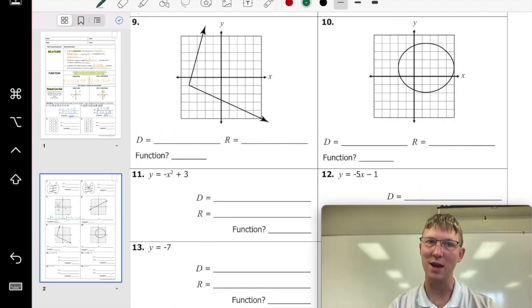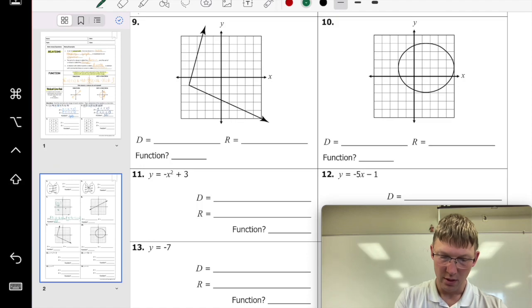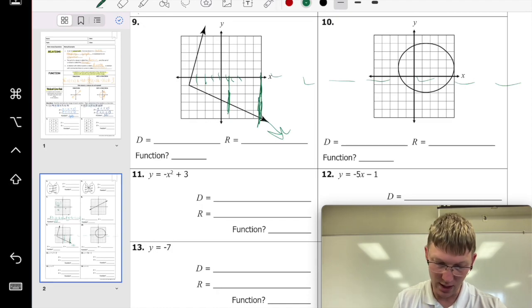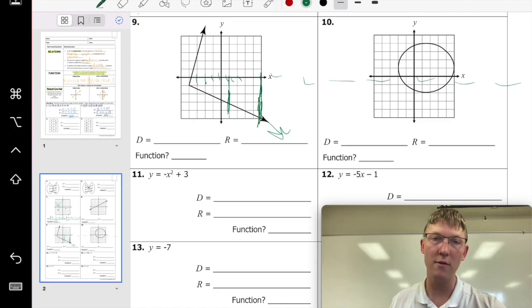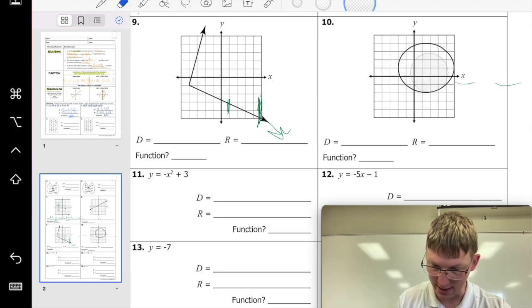Okay, so number 9, now we're getting fun, right? So we don't have just single points, we have two lines we have to deal with. So again, our domain is all of our x values. So if you just look at all of your x values, right here, there is an x value that it crosses. Over here, there is an x value that it crosses. This arrow means that it goes on forever. So all these points over here are all going to be part of this function. So what we have to do is figure out a good way to write that.